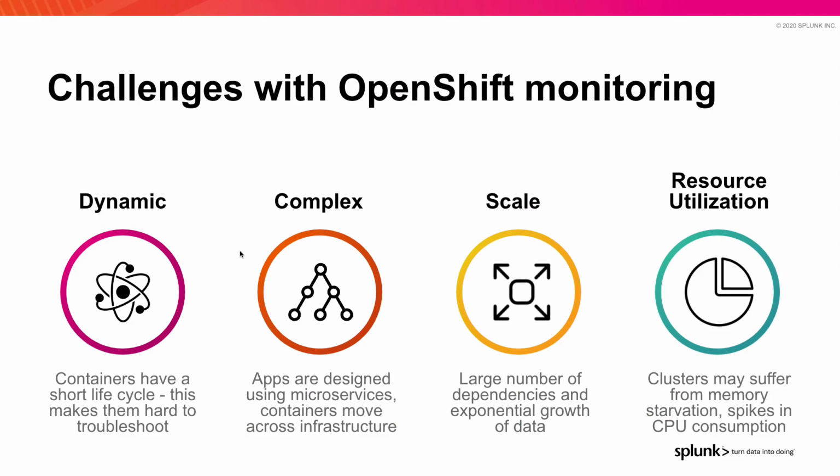So what are some of the challenges with monitoring OpenShift? First, with the ephemeral nature of containers, there is constant change in your environment with different deployments, which makes it extremely difficult to troubleshoot. Second, today, modern applications can be composed of dozens of microservices. With containers moving across infrastructure, it's not easy to isolate problems within your environment and really find the root cause of the issue that you're facing.